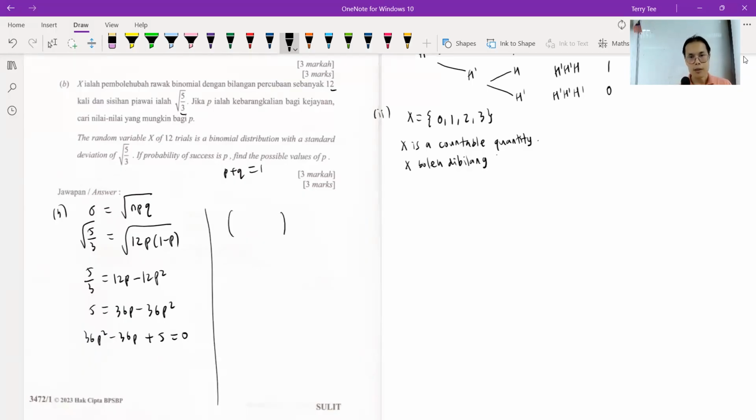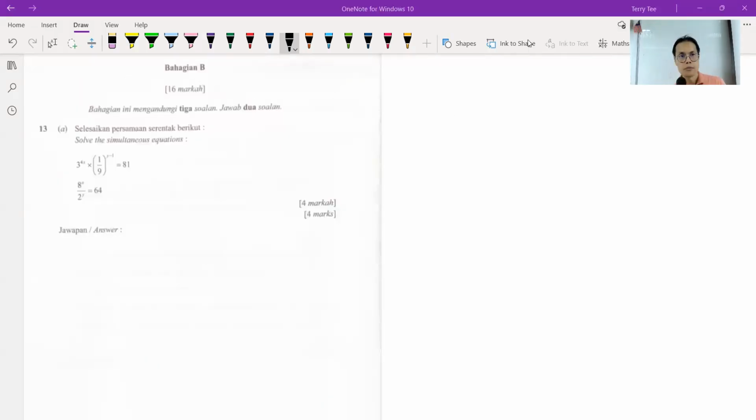Can we double bracket factorize them? 6P, 6P, 5, and 1. I want to use 30 and 6. 30 plus 6 is 36, so they are both negative. So P is either 1/6 or 5/6. Okay, so those are the possible values, nilai P yang mungkin.